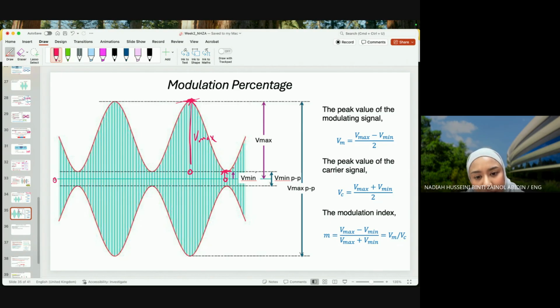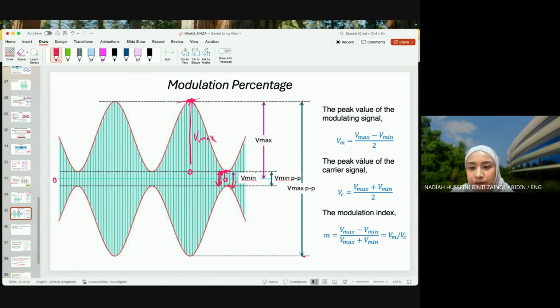So Vmax peak to peak covers both positive and negative signal. Basically it's just extending it all the way to the bottom. And then same case over here, from the peak down to the peak over here, from the dip down to the dip over here. Peak to peak, dip to dip. Okay, so that's Vmin and Vmax.